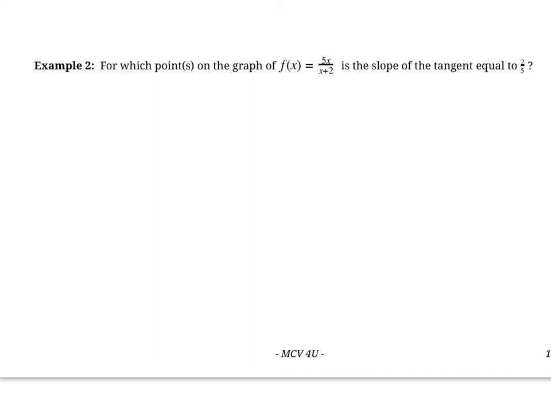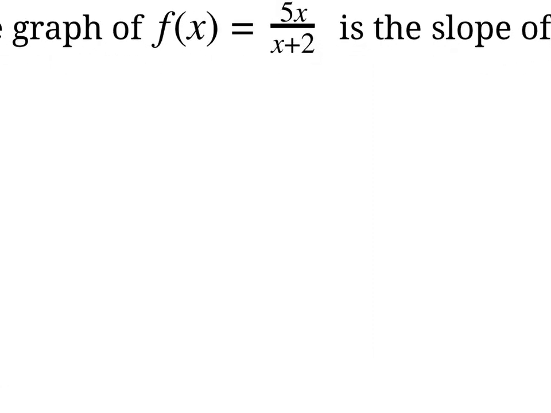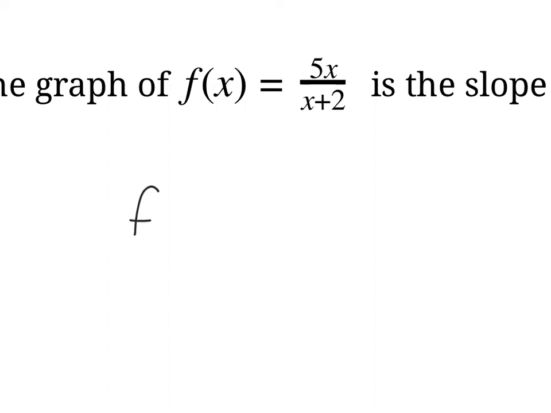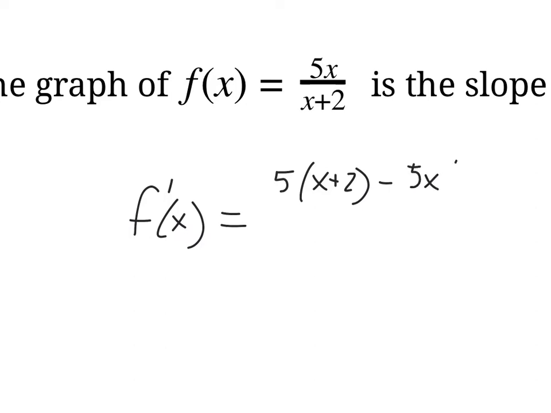Okay, so now we have example 2. It's asking us at which points on the graph of 5x over x plus 2 is the slope of the tangent equal to 2/5. So obviously the first thing we need to do is find the derivative of that function. So let's do that. I'm just going to do it right underneath. So f prime of x equals, and if you remember our pattern, we'll call the thing in the top f, the thing in the bottom g. It's going to be the derivative of the top, so 5 times x plus 2 minus 5x times the derivative of the bottom, which is just 1, all over x plus 2 squared. So that's the derivative.